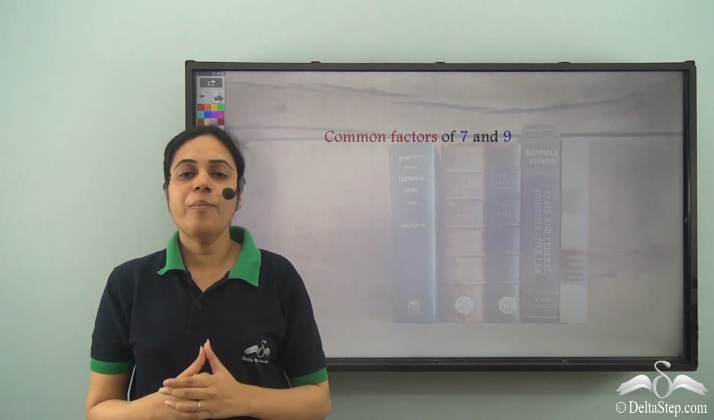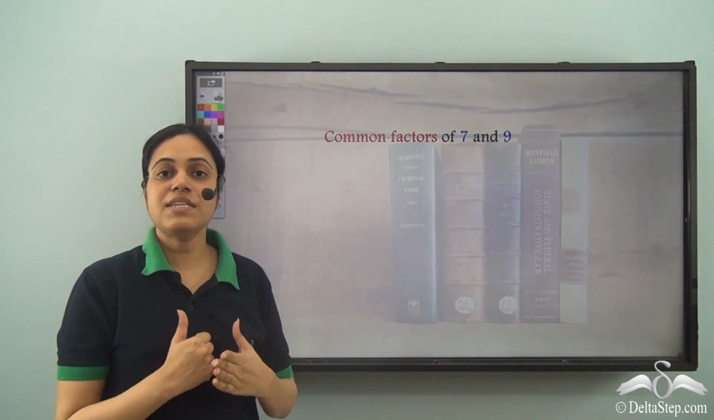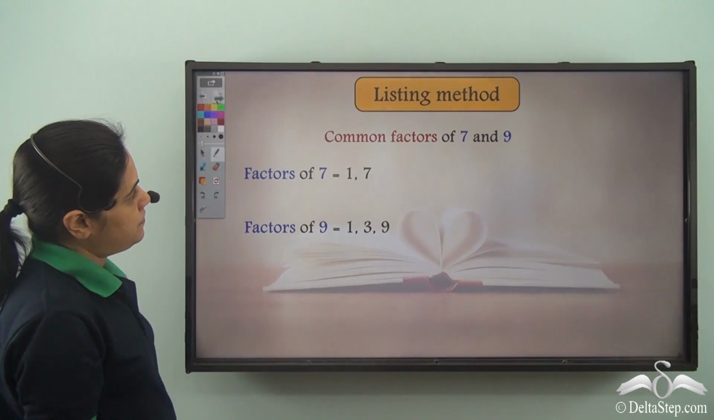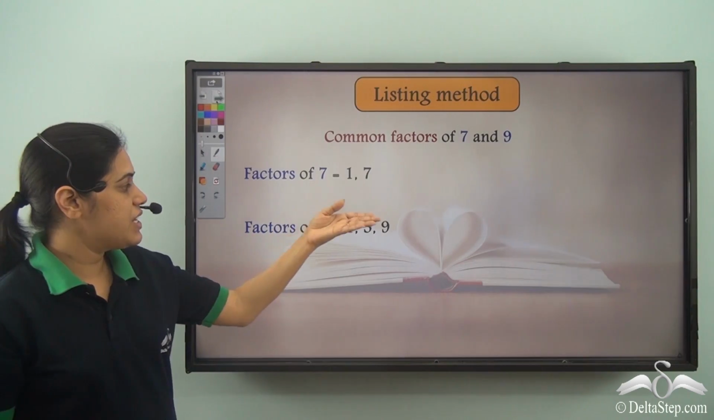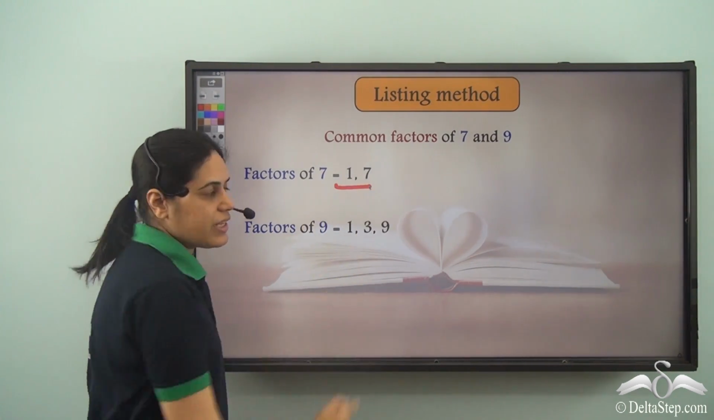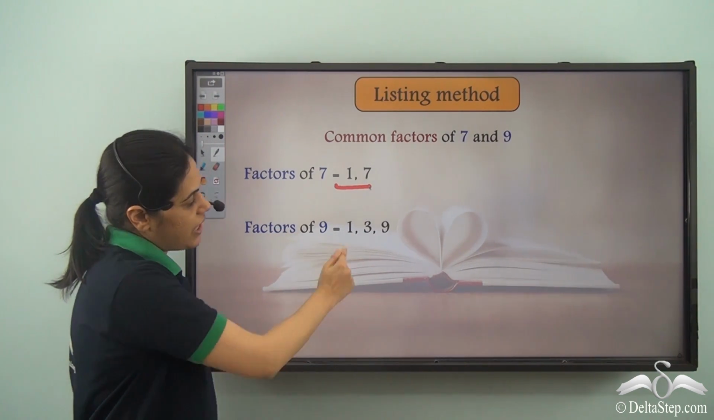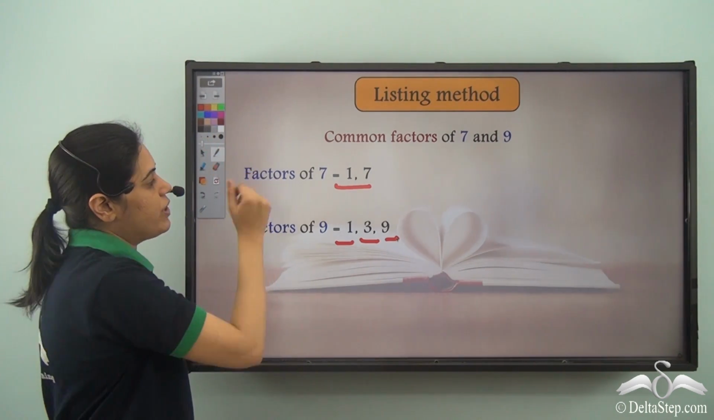Now can you find the common factors of 7 and 9? So first let us list down all the factors of 7 and 9. This method is called the listing method because we list down all the factors. Now the factors of 7 are 1 and 7 because 7 is a prime number. The factors of 9 are 1, 3 and 9. Now let us find the common factors.